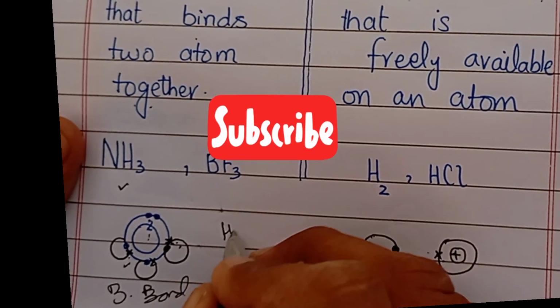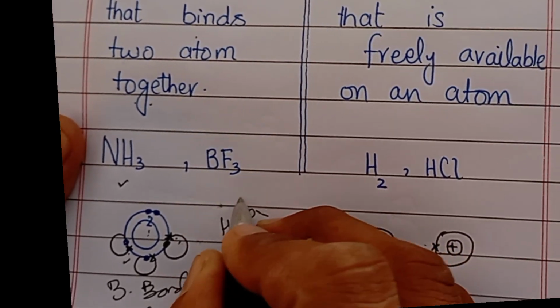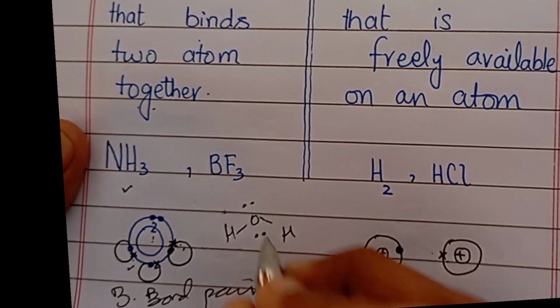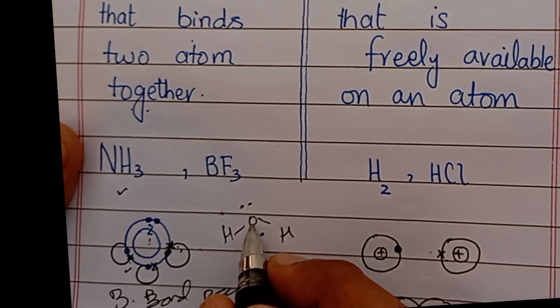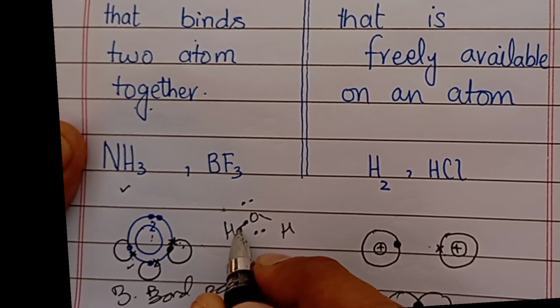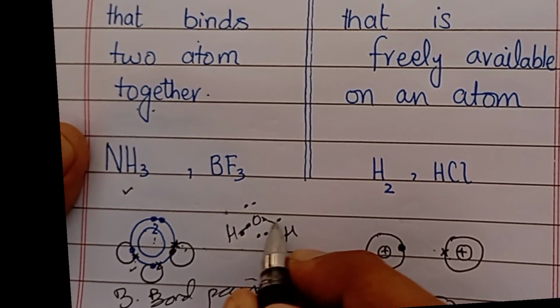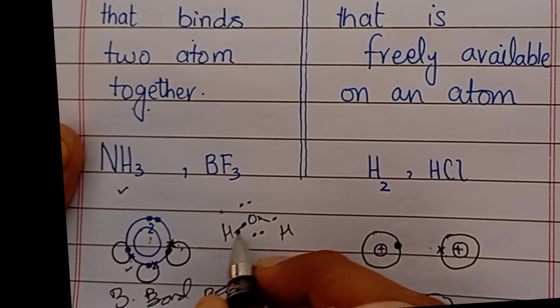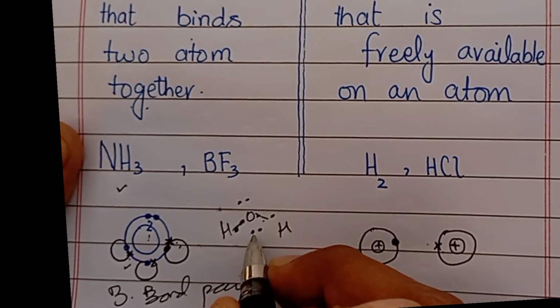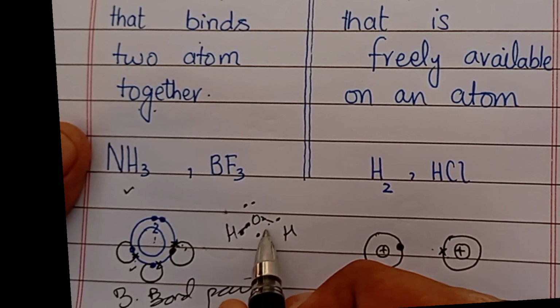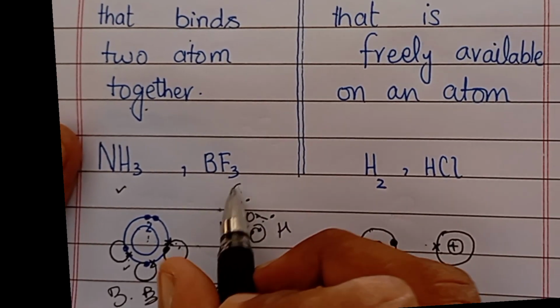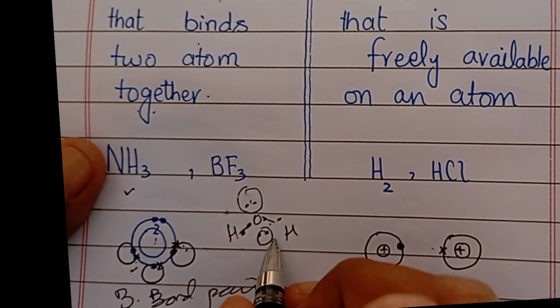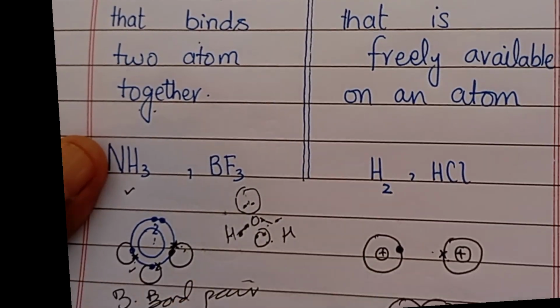I am roughly drawing the structure of H2O in front of you to have more examples. If you see oxygen, this is a pair of electrons, this is a pair of electrons that is binding O with H, O with H, bond pair, bond pair. So this water molecule has two bond pairs and this lone pair and this lone pair. In this example, oxygen has two lone pairs and two bond pairs.